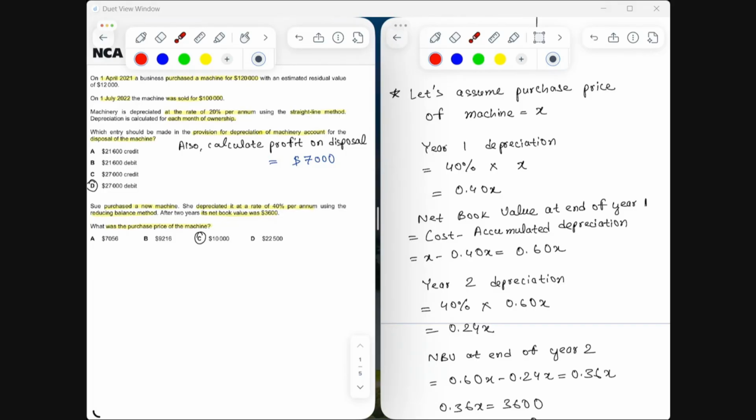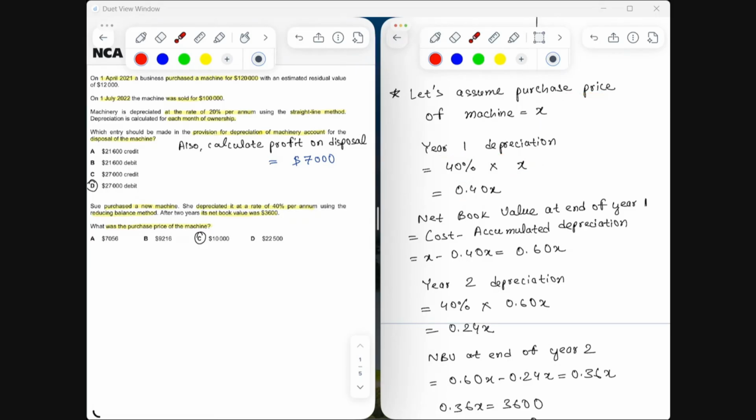So we can start this question by assuming the purchase price of the machine is X. And now we can find the depreciation in year 1, which is simply multiplying the given rate of 40% with the purchase price of X, that is 0.40X.